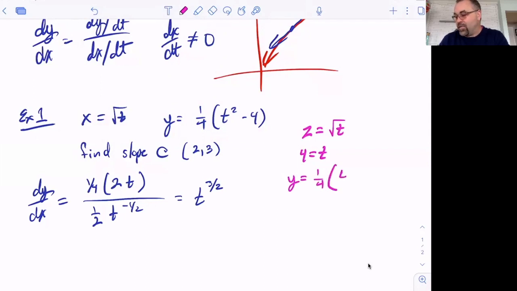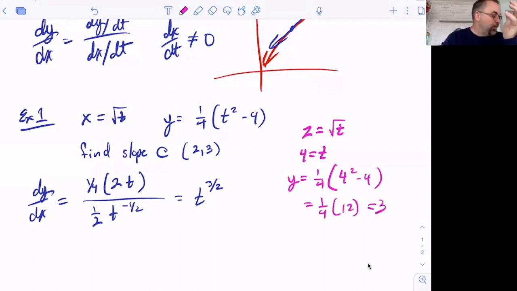And so let's put in 4 squared minus 4. And let's see, that's 16 minus 4. That's 1/4 of 12. Sure enough, that's 3. So T equals 4 is the correct value. So what is dy dx? Well, it's 4 to the 3/2 power, which, again, square root of 4 cubed is going to be 8. So we know the slope is going to be 8.